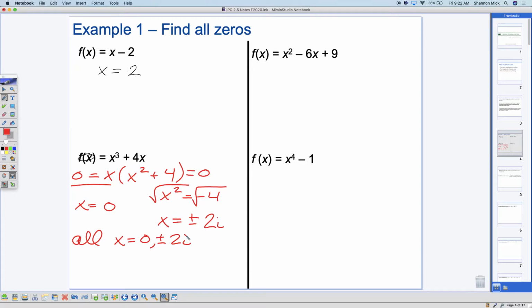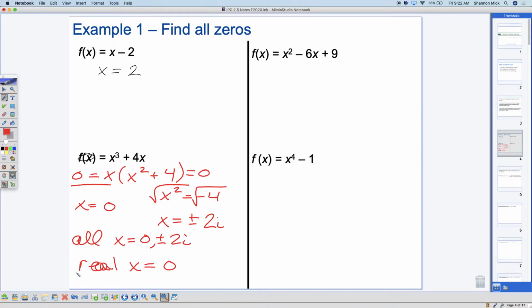Yes? What are the real solutions? x equals 0. That's real. So there's a difference, isn't there? There's all my solutions and there's real solutions. The reason we want to know real solutions is that those are the only ones we can graph, correct? We cannot graph imaginary solutions.